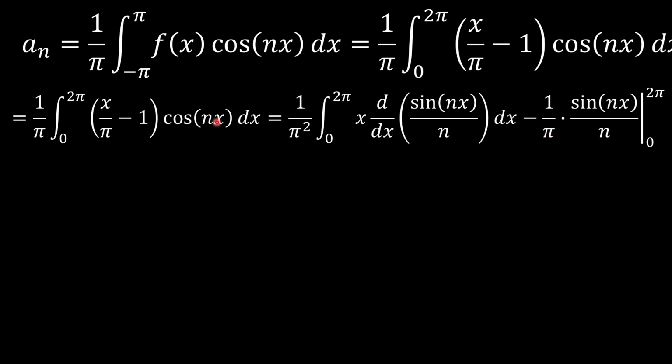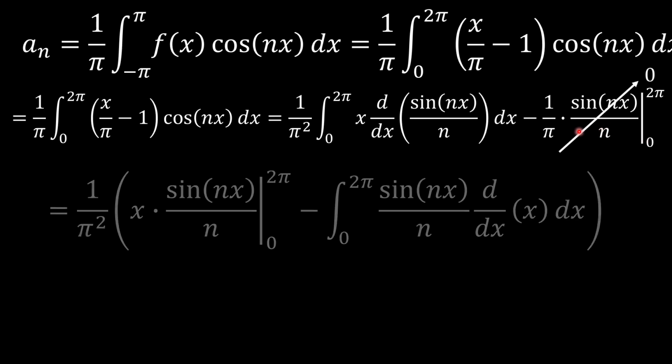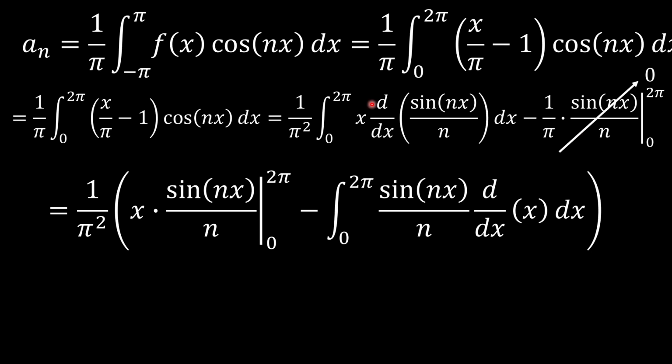integrating this cosine nx, the same as sine nx over n. And we don't want to belabor this too much. As you can see, at the upper limit, sine 2n pi is going to be 0. At the lower limit, sine 0 is going to be 0. So this entire enterprise just goes to 0, and we're left with this first term here.